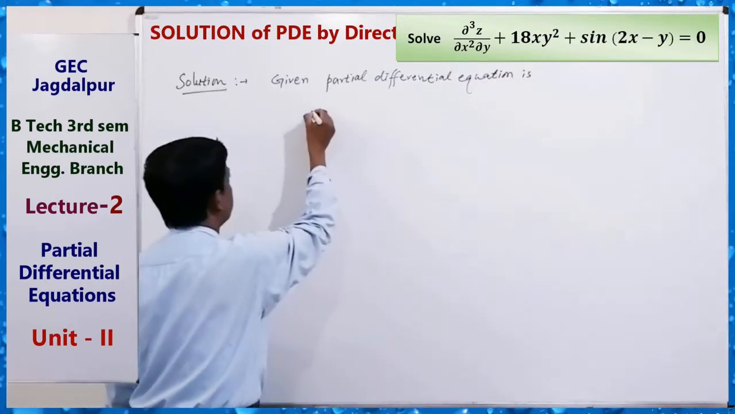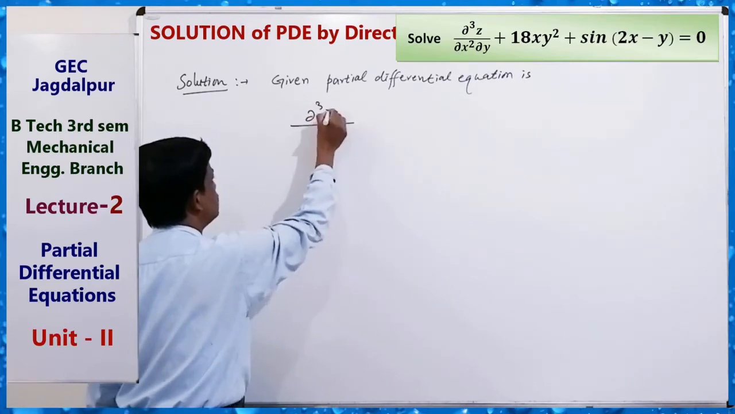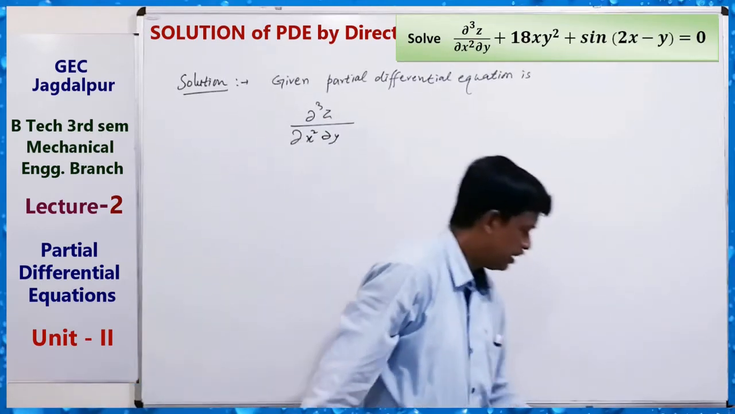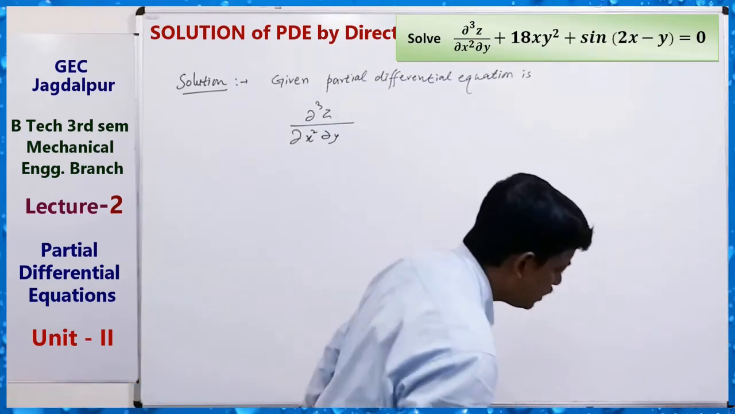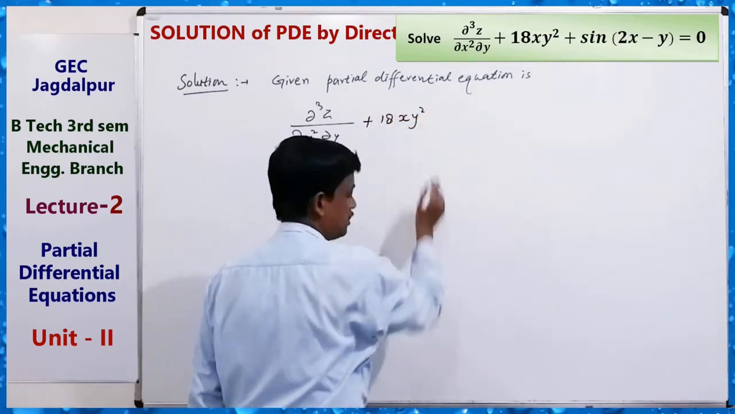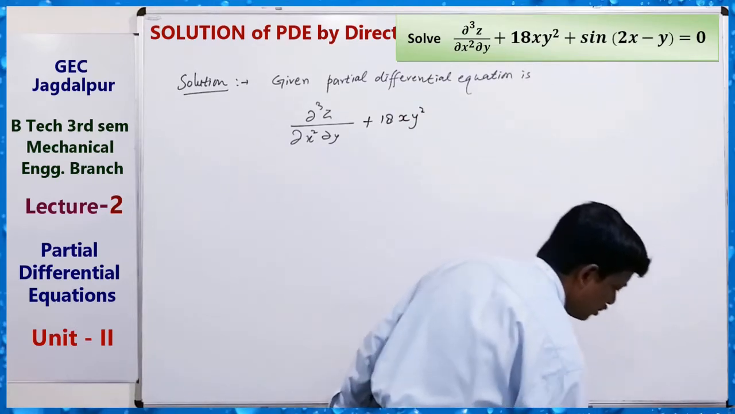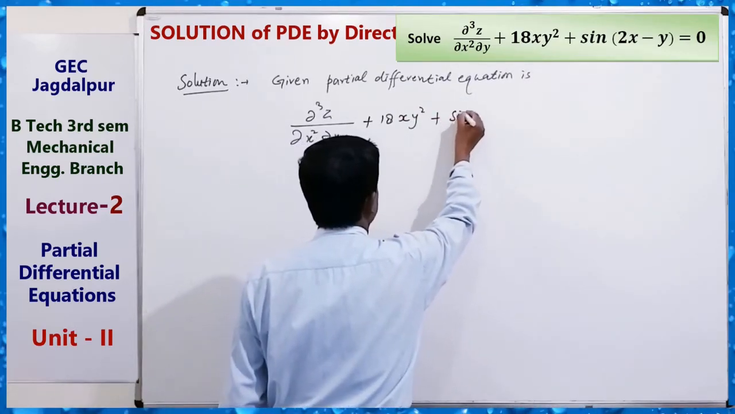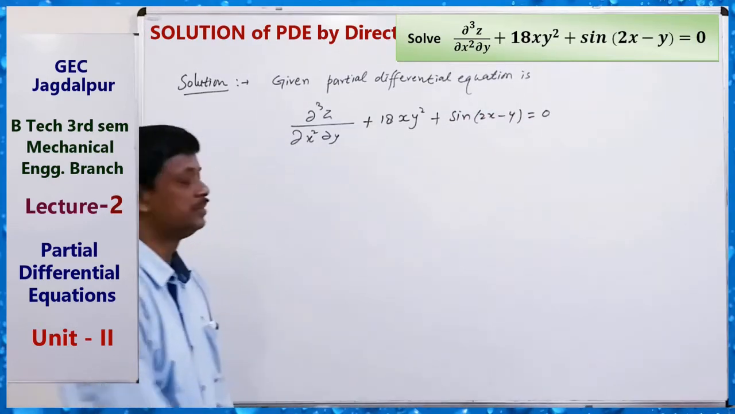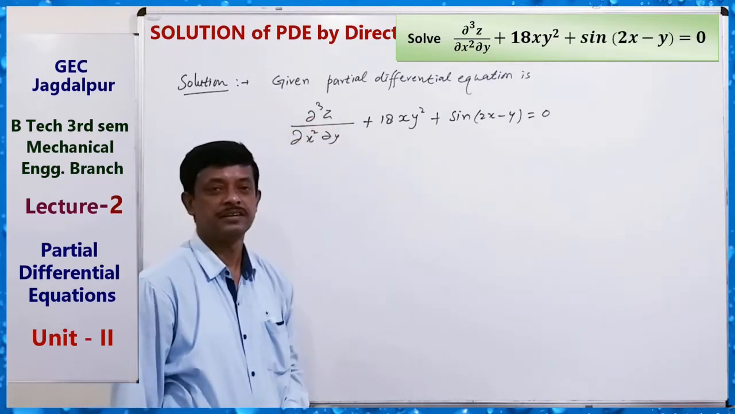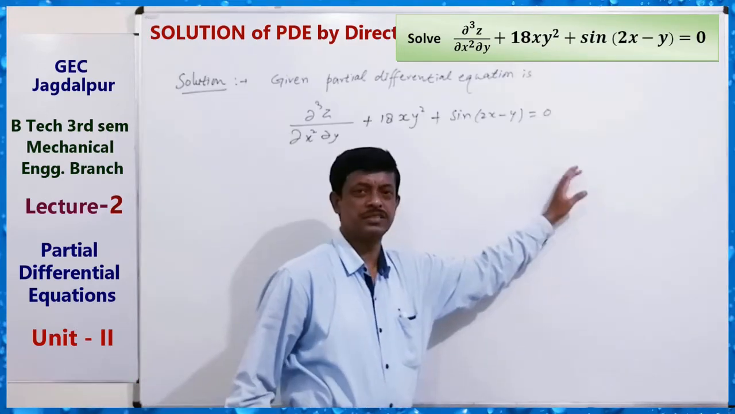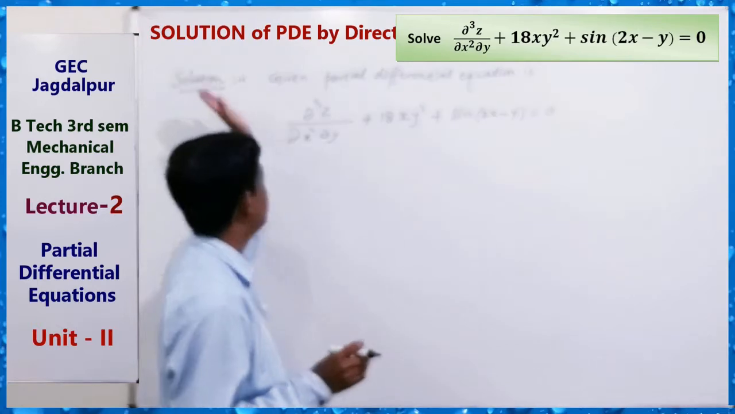It is del cube z upon del x square del y plus 18xy square plus sin(2x minus y) equals 0. This is a third order partial differential equation. Here, this type of partial differential equation is given. So, solution by direct integration method.